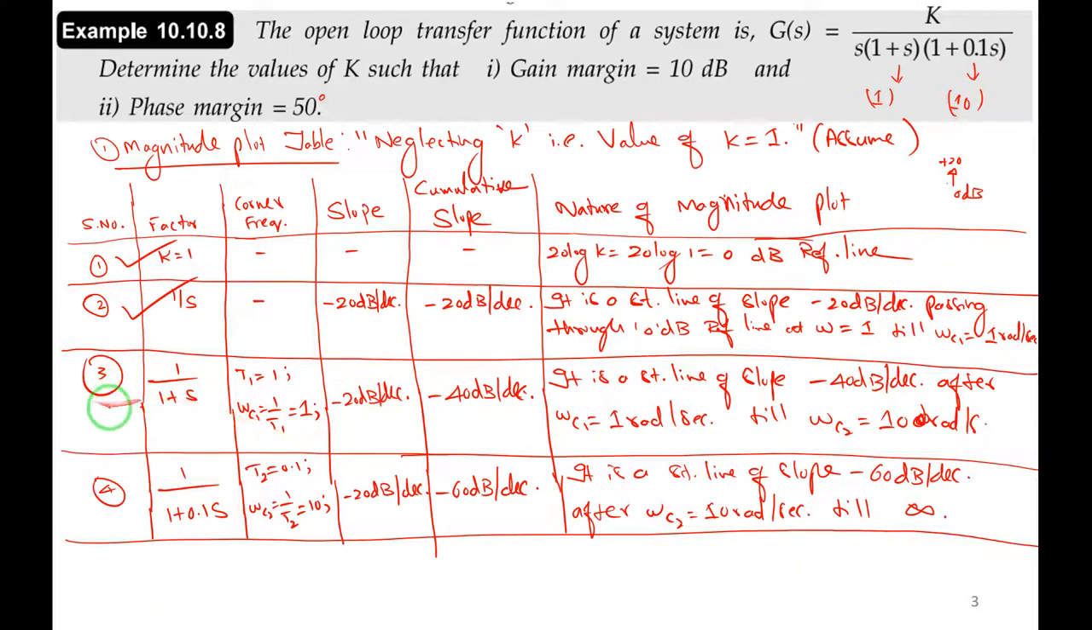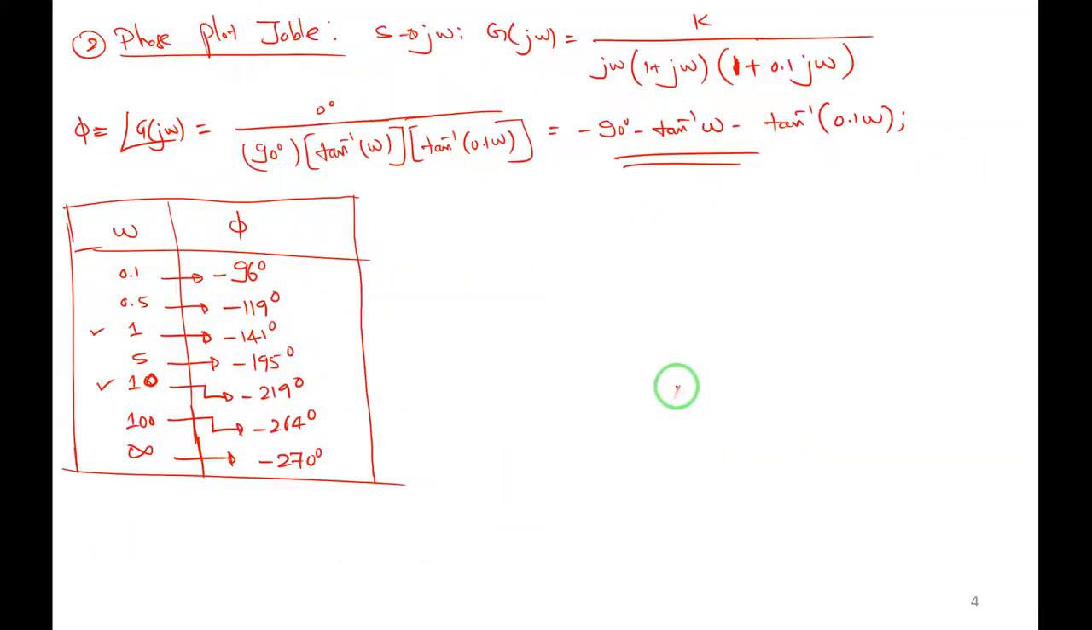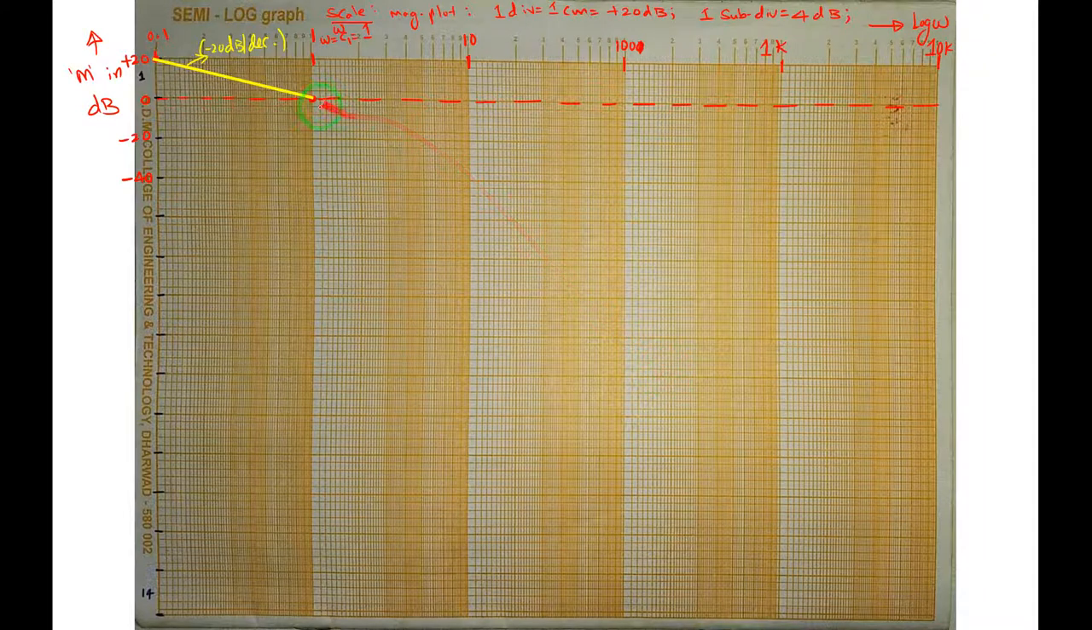Next we'll take this factor 1 divided by 1 plus s. It is a straight line of slope minus 40 dB per decade after omega c1 equal to 1 radians per second till 10 radians per second. Minus 40 dB per decade, 1 to 10. So 1 is here, 10 radians is here. This is 1 decade anyhow. The corner frequency is also the same here, omega equal to omega c2, that is 10 radians per second. So 1 to 10 is 1 decade, minus 40 dB per decade.